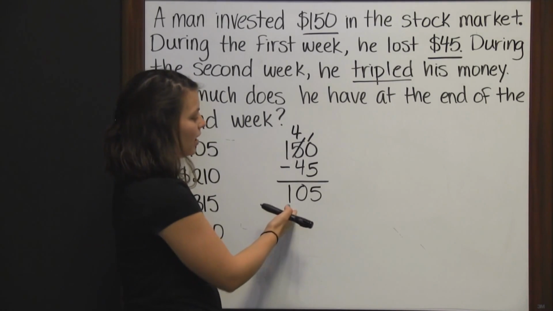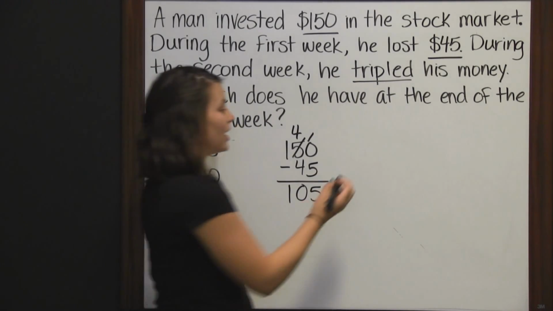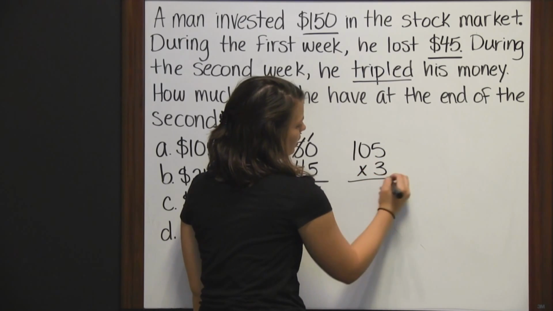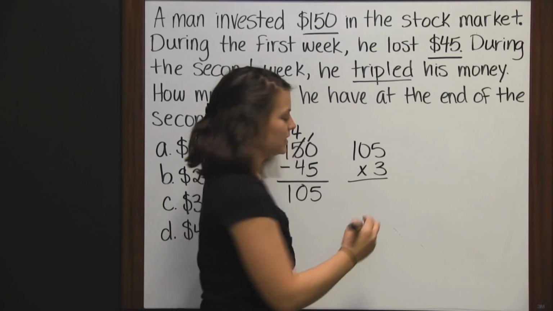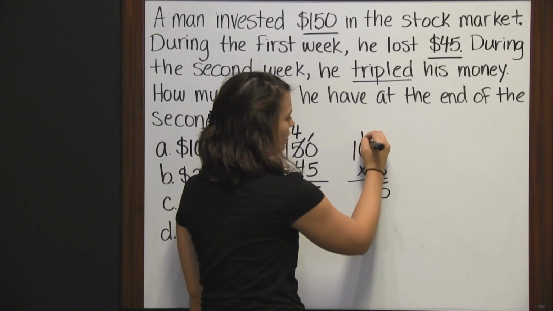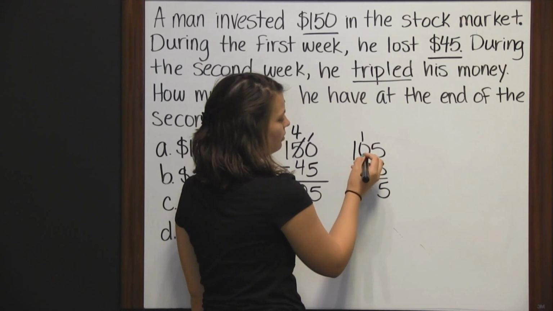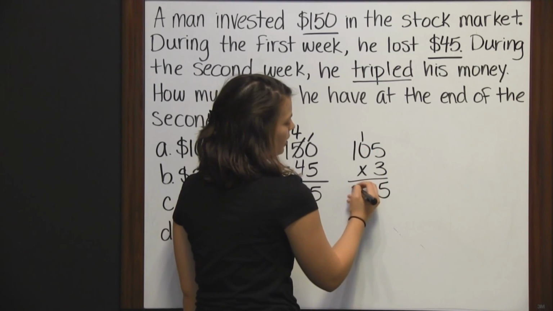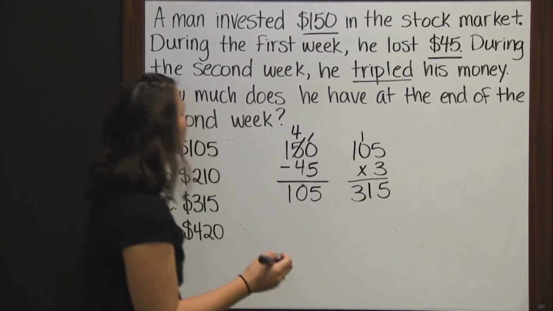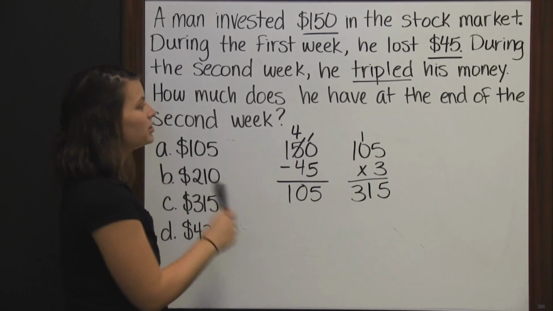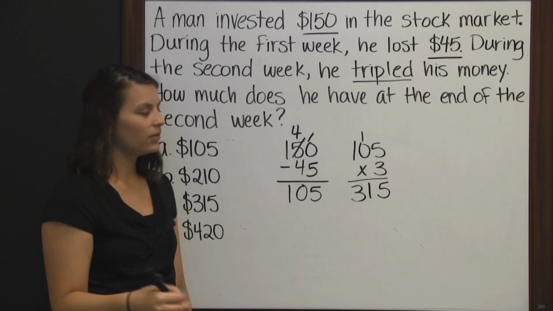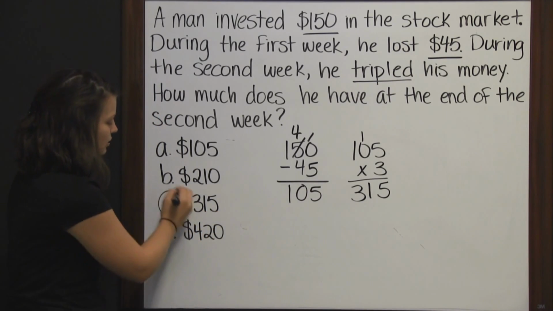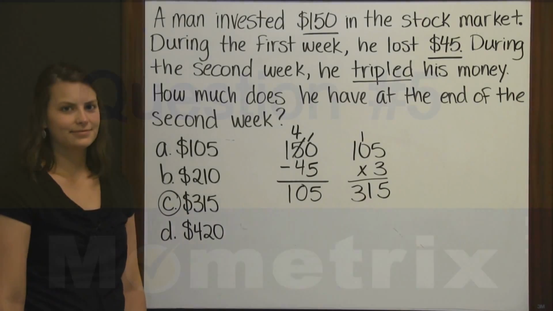So we're going to take $105 and multiply it times 3. 3 times 5 is 15. Write the 5, carry the 1. 3 times 0 is 0, plus 1 is 1. And then 3 times 1 is 3. And that was during the second week. So how much will he have at the end of the second week? $315. Answer choice C.